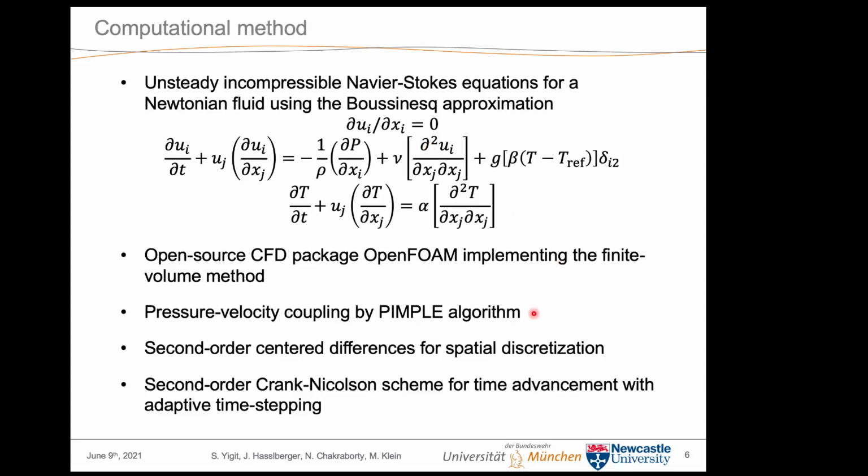So the pressure is solved by the PIMPLE algorithm, which is optimized for transient problems. And also to have a preferably low numerical dissipation, we have centered differencing, second order for spatial discretization, and temporal discretization is achieved by the second order Crank-Nicolson scheme. So in the end, we have a consistent second order scheme here.